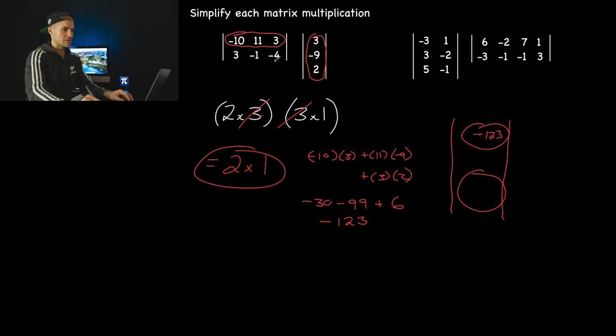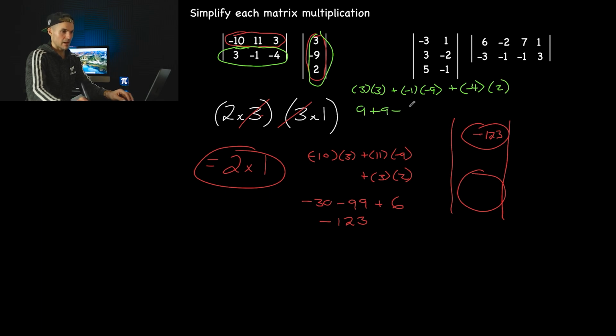And then what's going to happen is we're going to have the second row multiplied by the column in order to get this entry right here. So what's going to happen? 3 times 3 plus -1 times -9 plus -4 times 2. So this is going to be 9 plus 9 minus 8. So that's going to equal 10, like that. And that's going to be our final matrix. Notice that it's a 2 by 1, 2 rows, 1 column: -123 and 10.